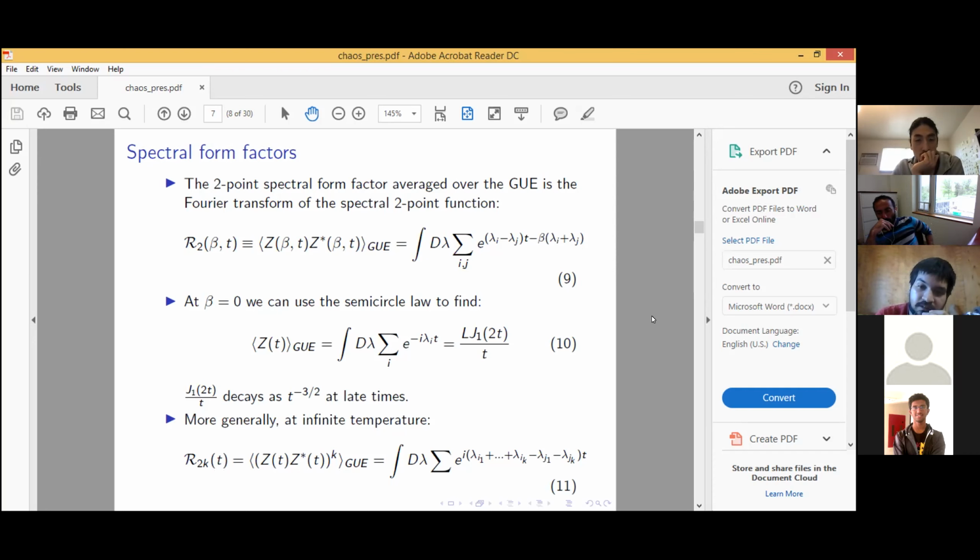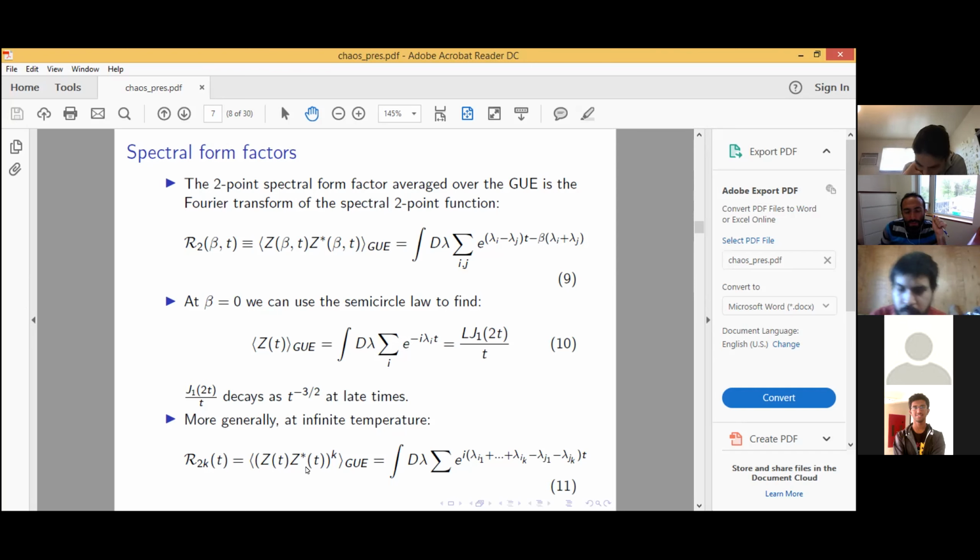At infinite temperature, that is beta equal to 0, we can find that the ensemble average value of the partition function Z becomes L by t times J1 of 2t, J1 being the Bessel function of the first kind. This function, J1 of 2t by t, is seen to decay as t to the minus 3 by 2 at late times. And generalizing the expression for R2 here, we can write an expression for R2k.